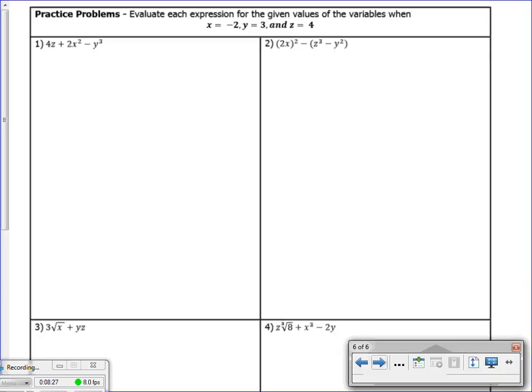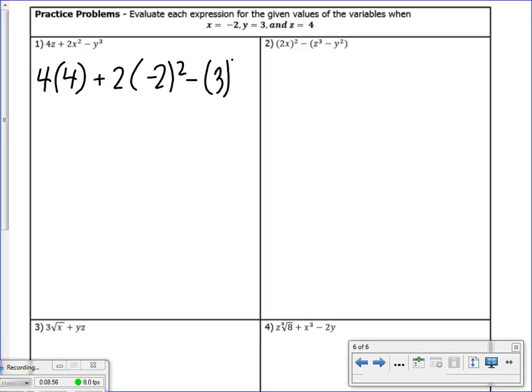When we look at our practice problems here, it says evaluate each expression for the given values and variables. So you're using x is negative 2, y equals 3, and z equals 4 every single time for numbers 1 through 4. So we have a 4, you plug in the z, which is also 4, plus 2, parenthesis, negative 2 squared, minus, parenthesis, 3 cubed.